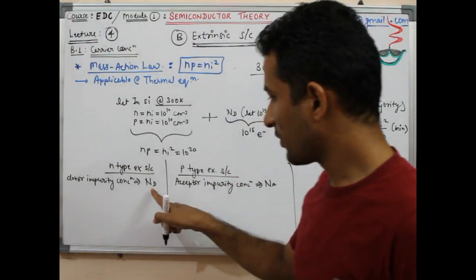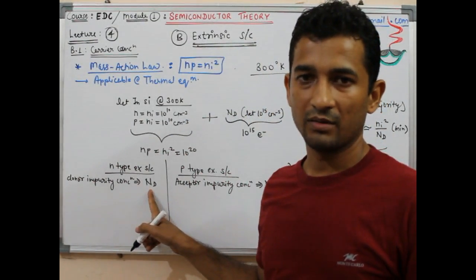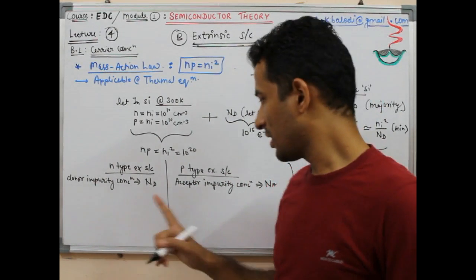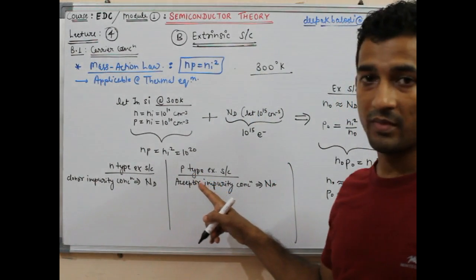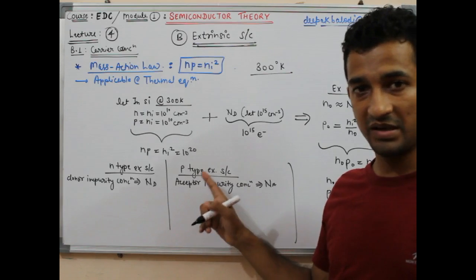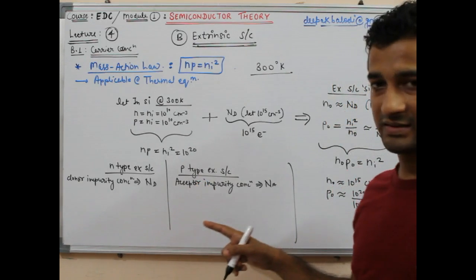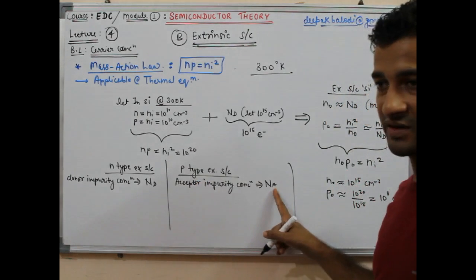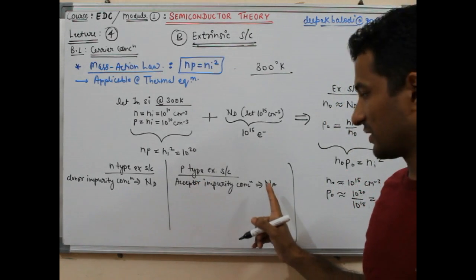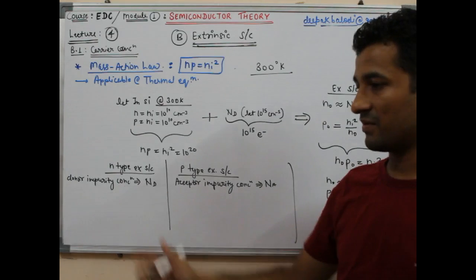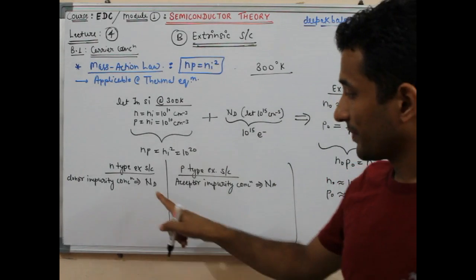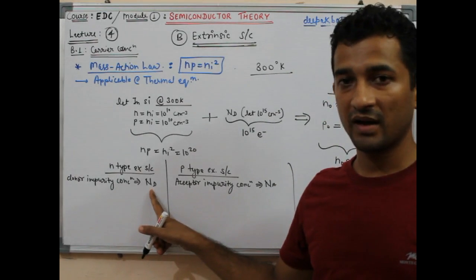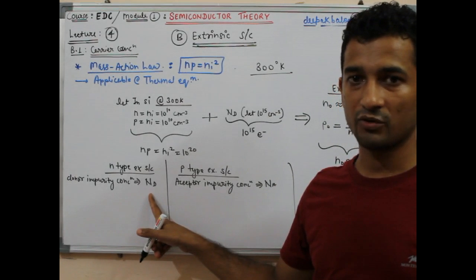So Nd is the number of atoms of pentavalent impurity per unit volume, and in order to make the semiconductor extrinsic p-type, we have to do acceptor impurity doping, or trivalent impurity doping. The number of atoms per centimeter cube will be Na. The examples here are boron and aluminium. Here the examples are phosphorus and arsenic. Now, we are assuming the complete ionization case. We are very quickly about to come to this topic.